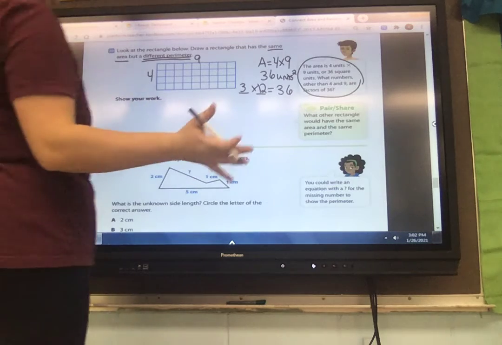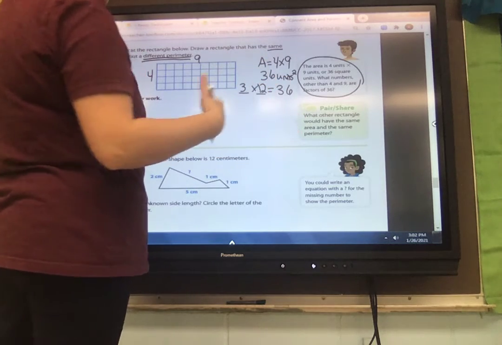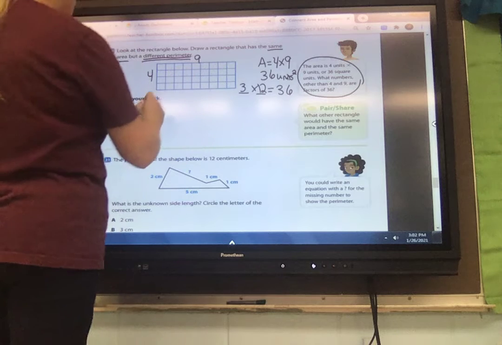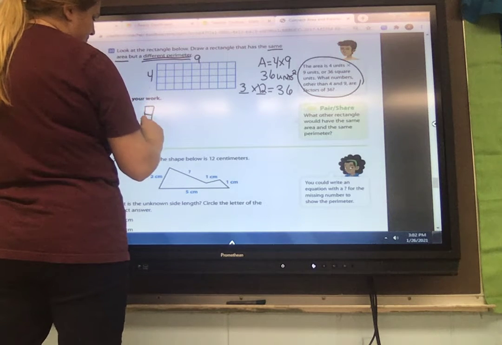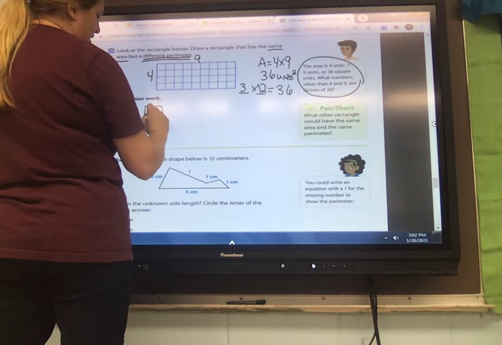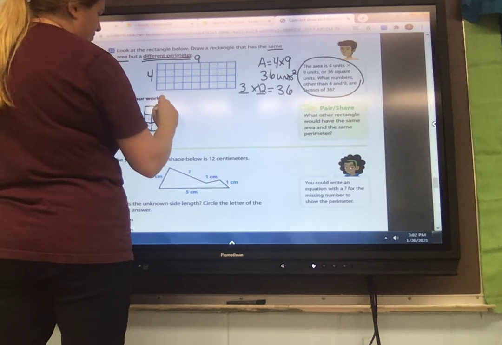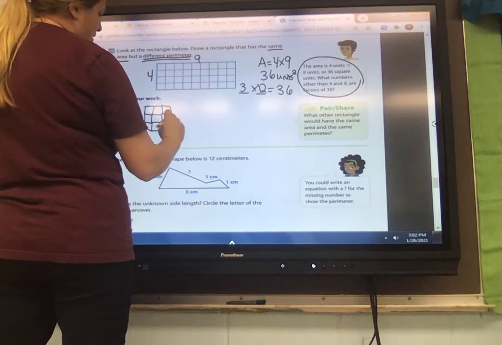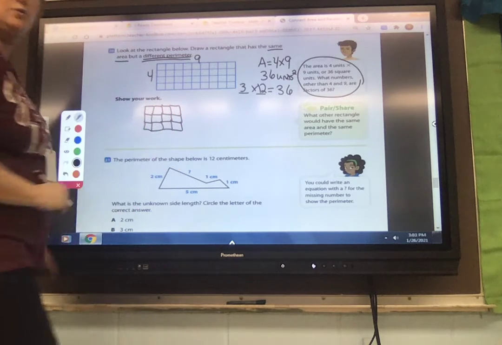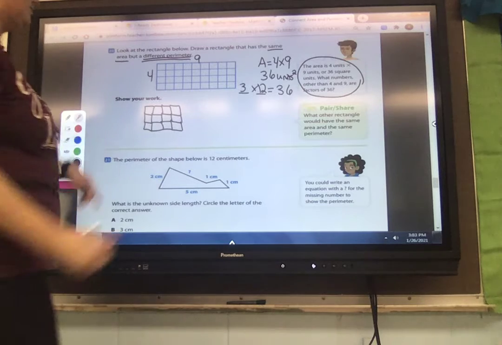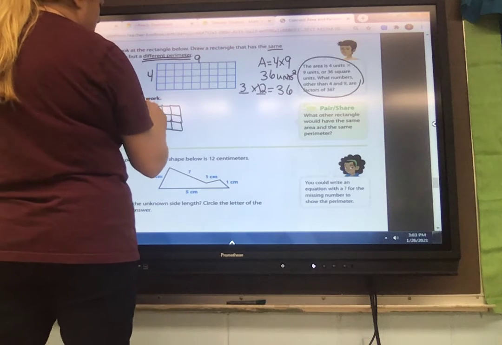I'm going to choose 3 times 12. 3 times 12 equals 36. So I'm going to draw 3 rows and 12 columns. Remember, we're not doing an array, we're doing area. So this has to be squares. We have to build it with squares. So 3 rows and then 12 columns.